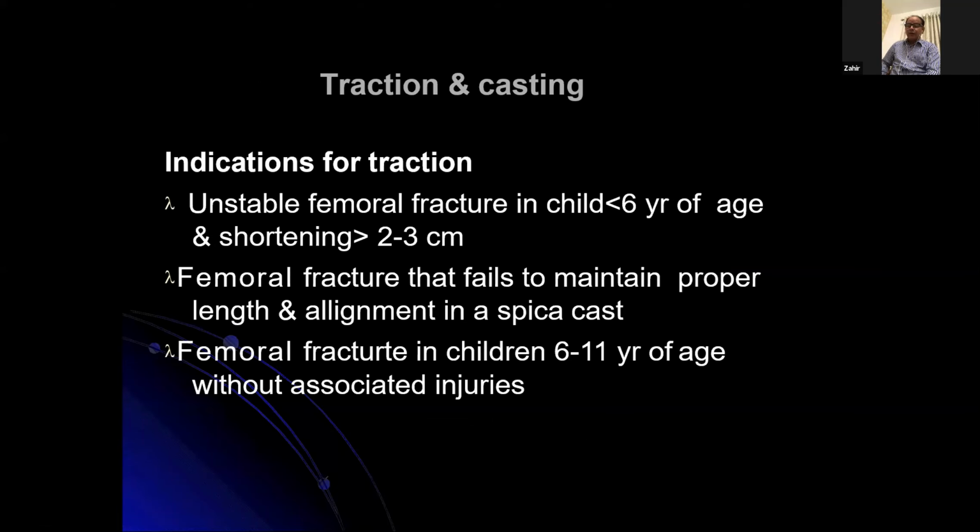Traction and casting: indications of traction are unstable femoral fracture in children below 6 years of age with shortening of the leg of 2 to 3 centimeters, femoral fracture that fails to maintain proper length and alignment in a hip spica cast, and femoral fracture in children 6 to 11 years of age without associated injury. In these conditions, traction and casting are done.